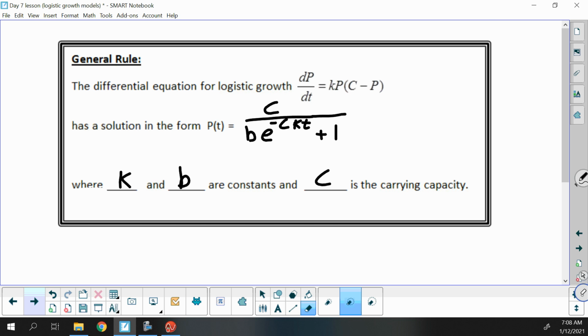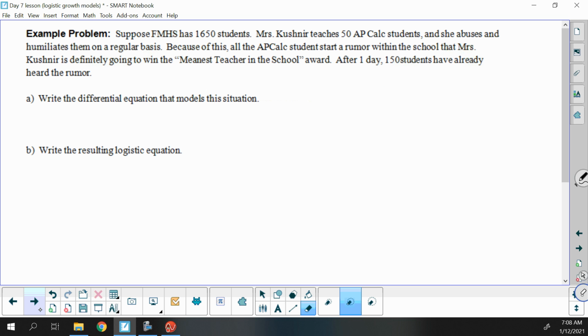Now that we know that, let's see if we can apply it in an example. So we've got FM High School, let's say it has 1,650 students. Mrs. Kushner has an AP Calc group of 50 students. She abuses and humiliates them on a regular basis. Because of this, all the AP Calc students start a rumor within the school that Mrs. Kushner is definitely going to win Meanest Teacher in the school award. After one day, 150 students have already heard the rumor. So we want to write a differential equation to model this situation.